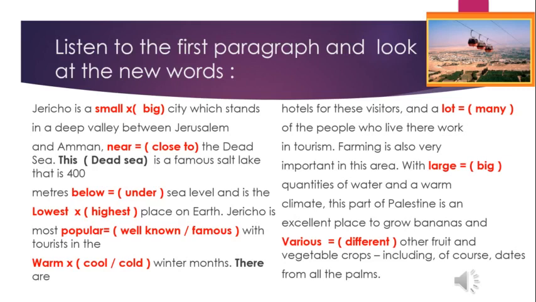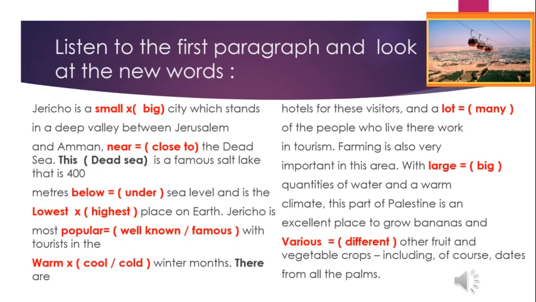Why is farming there excellent? Because of the large quantities of water and the warm climate. These are two reasons that make planting or farming great, a great place for farming. So it's considered a distinguished place for farming: excellent weather, plenty of water, and suitable land. So it's a great place for farming there. That's why they work in tourism and farming.